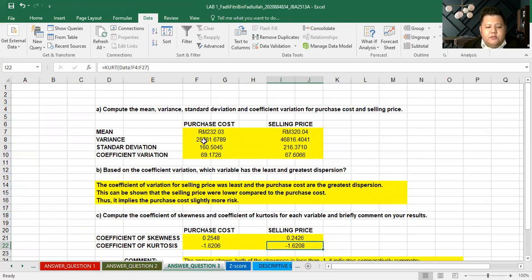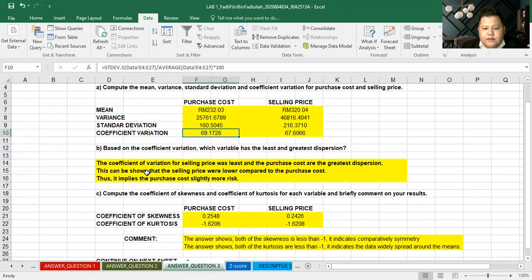For 3A, I use the AVERAGE formula for mean, the variance formula for variance, standard deviation for standard deviation, and for coefficient of variation, I use standard deviation over the average of the data, times 100. So this is the mean, variance, standard deviation, and coefficient of variation for purchase cost and selling price. And I get this comment for the answer in here.